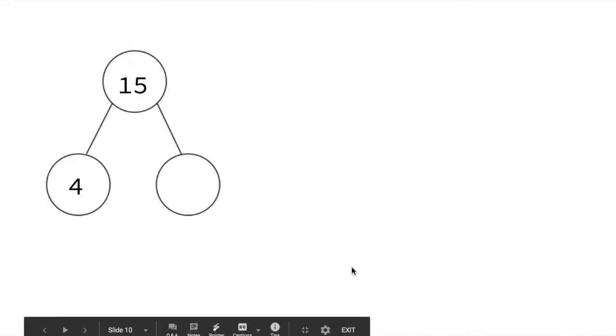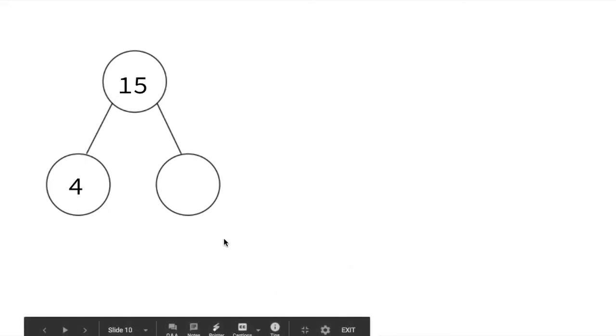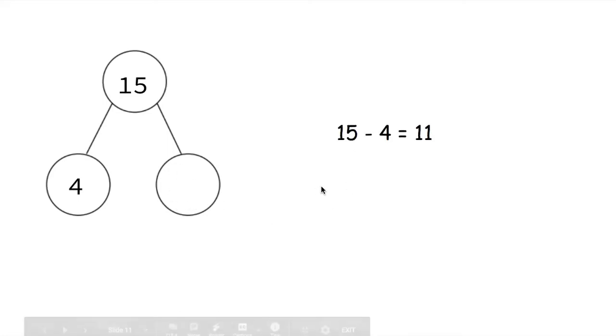Let's look at an example together. Here I have my whole is 15, and I know that one of the parts is 4. How can I figure out what the other part is? Well, I can use my subtraction strategies, whether that's using a number line, counting back, whatever you would like, to remember that 15 minus 4 equals 11. So then I must know that the other part here is 11. So I've got 15 is the whole, 4 and 11 are the two parts.